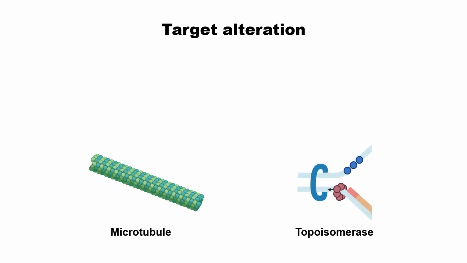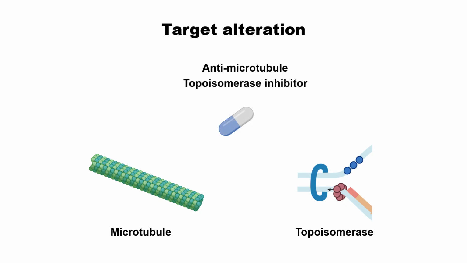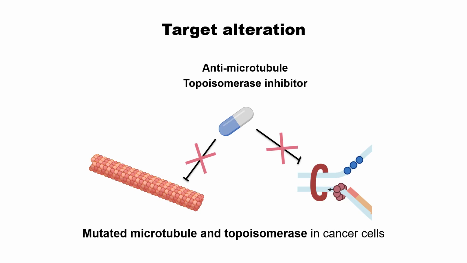The third mechanism is target alteration. Microtubules and topoisomerases are important cancer targets. Anti-microtubule or topoisomerase inhibitors can block the cell cycle and act as anti-cancer drugs. Now the target microtubule and topoisomerase enzymes change their structure by mutation, and the drug cannot bind to the target properly, and they escape from the chemotherapy effect. So this is the mechanism of target alteration.